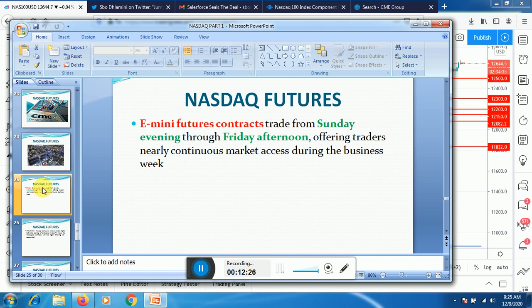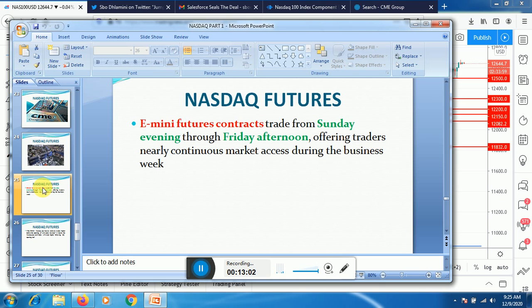So the E-mini futures contracts trade from Sunday evening throughout to Friday afternoon. They have a continuous session, like forex. They open Sunday night, South African time, approximately at midnight. The NASDAQ futures open and trade right through till Friday midnight. So this gives us continuous access to the market.